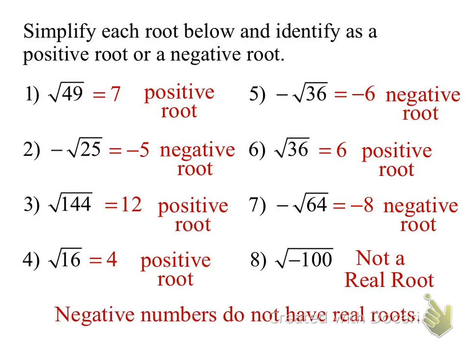Yes? For number 7, how is it negative 8? Because there's a negative in front of it, hon. It's like negative 1 times what I just showed you a few minutes ago. It's negative 1 times 8. What does that equal? Negative 8. That's how we get the negative roots. We have to put the negative on the outside. Got it?